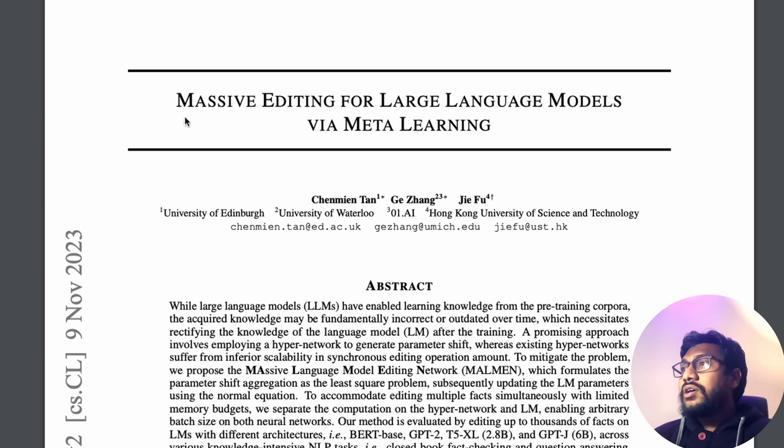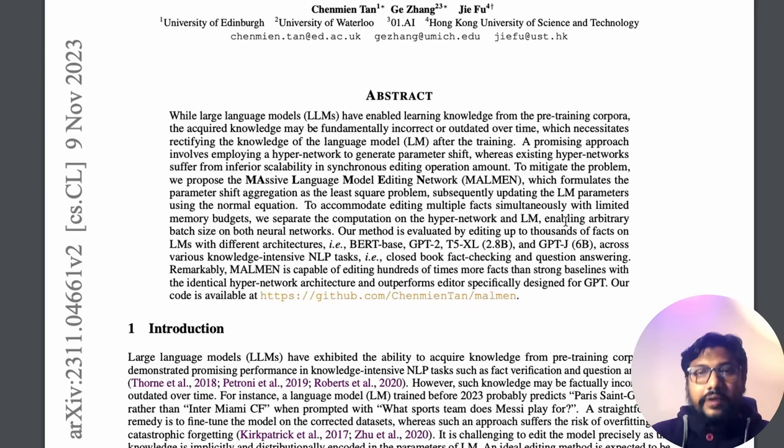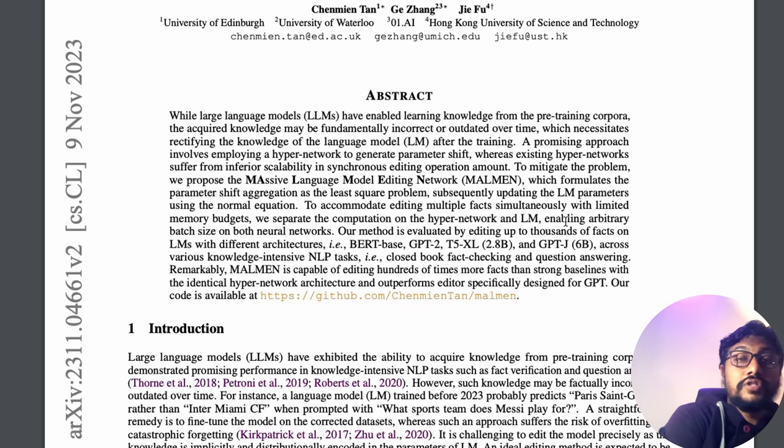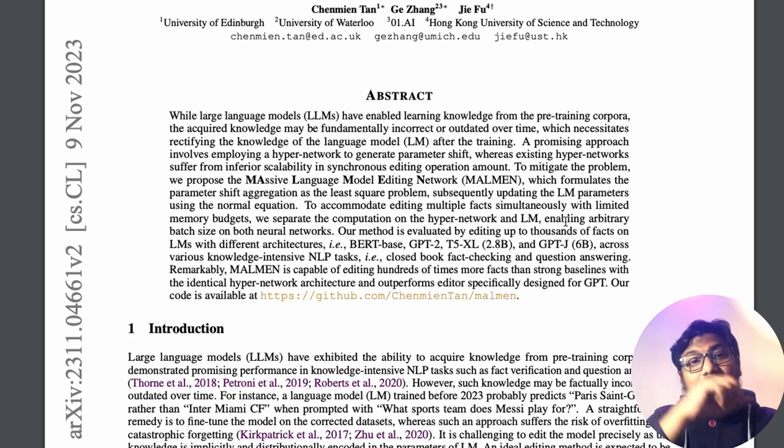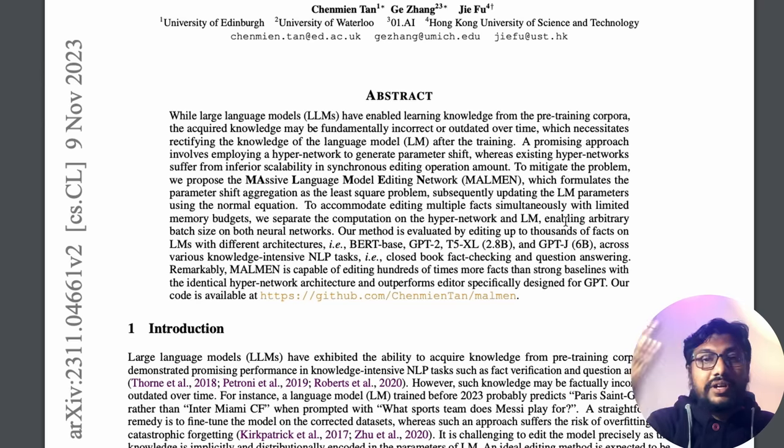The next one is a very interesting paper, to be honest. It comes from Hong Kong University of Science and Technology, University of Edinburgh, University of Waterloo. Massive editing for large language models via meta learning. When you build a large language model, its knowledge is frozen at time point T, let's say. T plus 1, T plus 2, T plus 3, as the years go, the knowledge in the large language model might become obsolete. And that's where people started using solutions like RAG to augment the knowledge while the model is generating text. That's what retrieval augmented generation is.